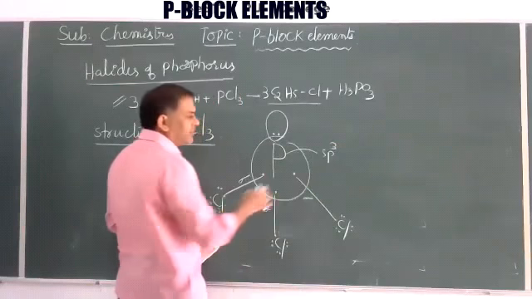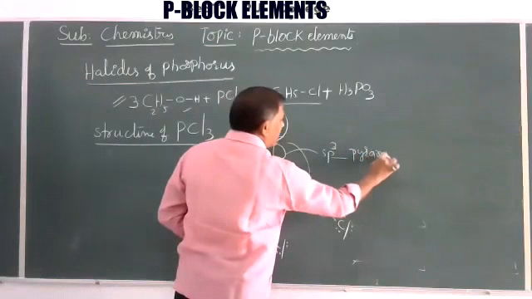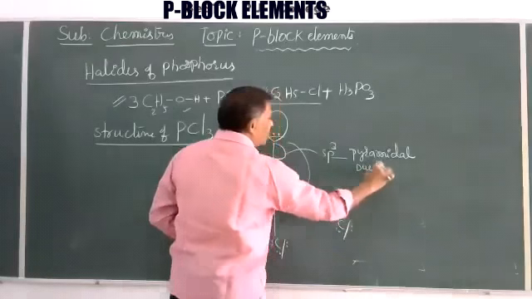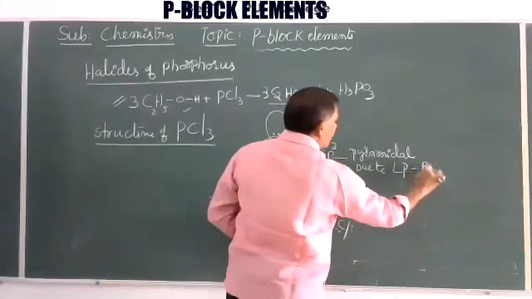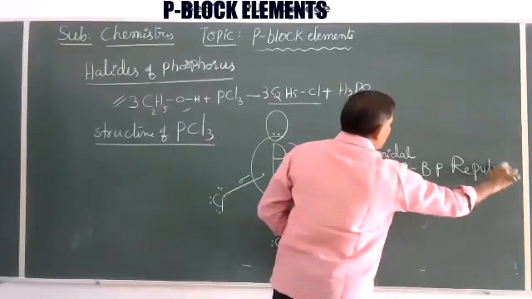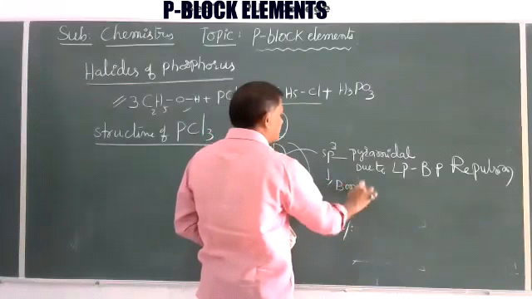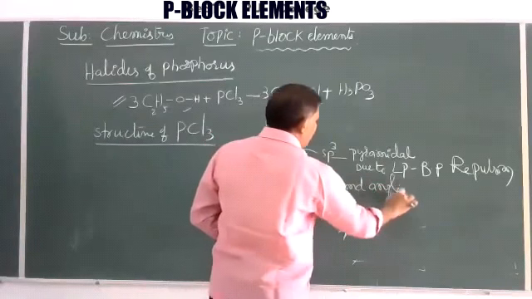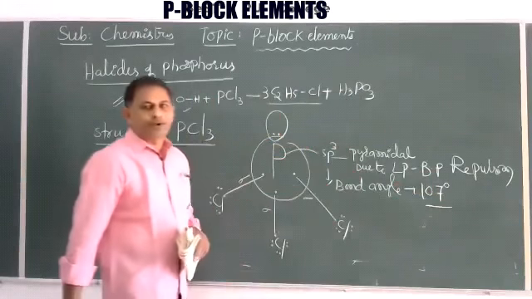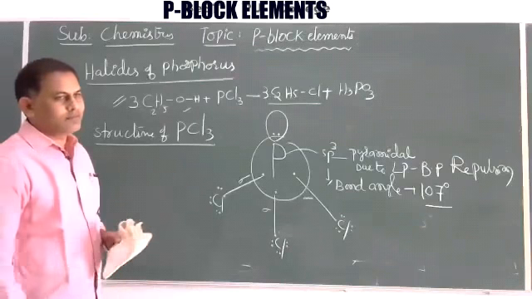1 lone pair and 3 sigma bonds are present around phosphorus. That's why it undergoes sp3 hybridization. sp3 means it is a pyramidal structure. Why does it have a pyramidal structure, we know? That is due to LP and BP repulsions, lone pair and bond pair repulsions, and its bond angle also reduces. Bond angle is 107 degrees. This is the structure of PCl3, phosphorus trichloride.